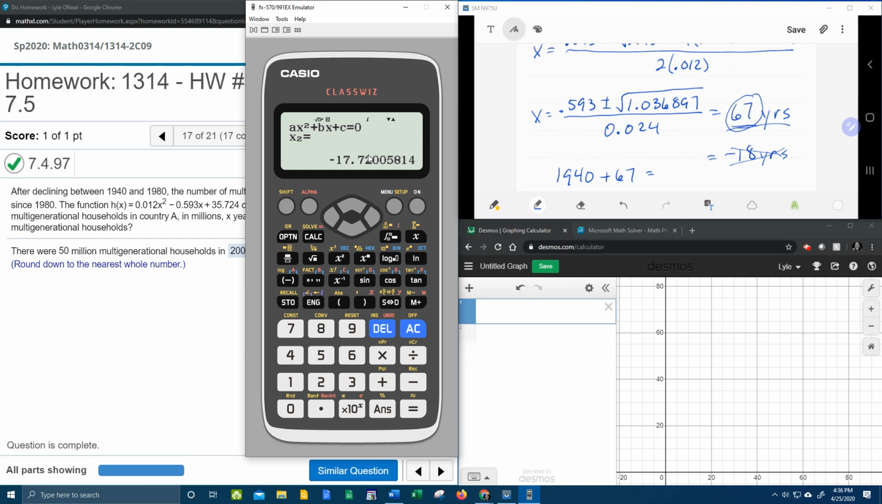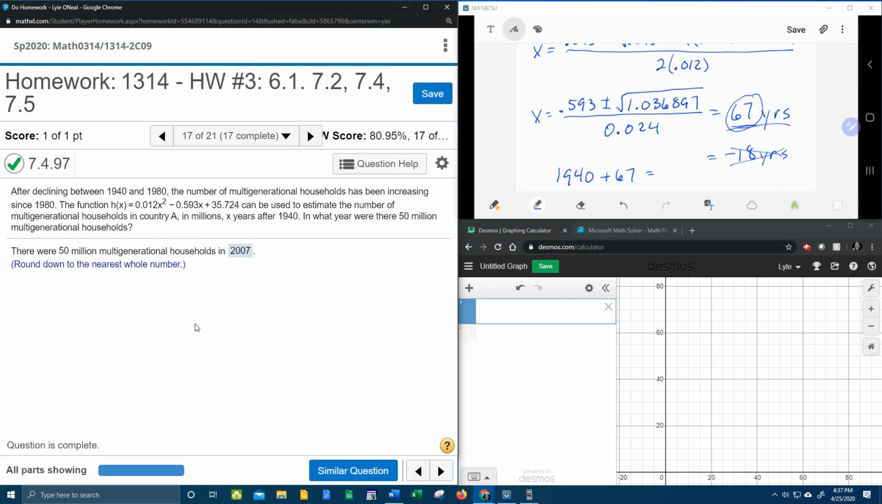So again, the ClassWiz has the ability to solve your quadratic for you and bypass the work.